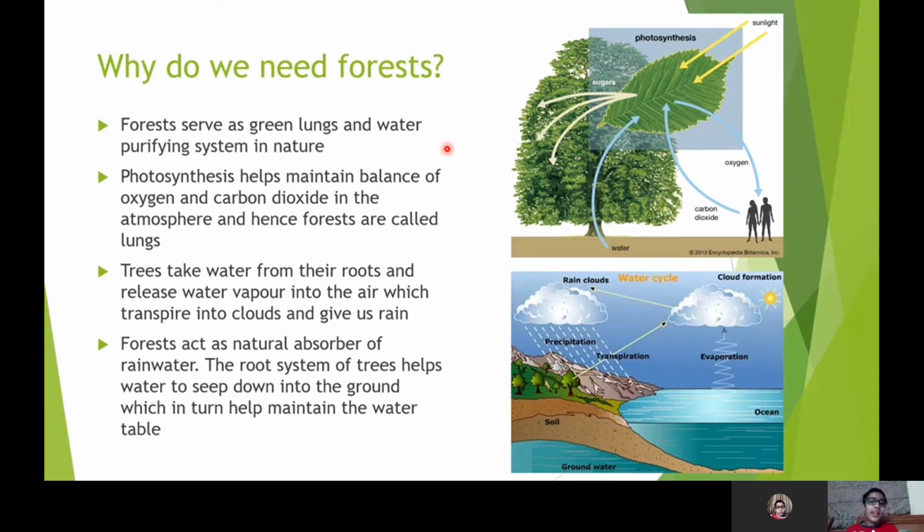Photosynthesis helps maintain the balance of oxygen and carbon dioxide in the atmosphere, and hence forests are called lungs. Trees take water from their roots and release water vapor into the air, which condenses into clouds and gives us rain. Forests act as a natural absorber of rainwater. The root system of the plants helps water to seep down into the ground, which in turn helps maintain the water table.